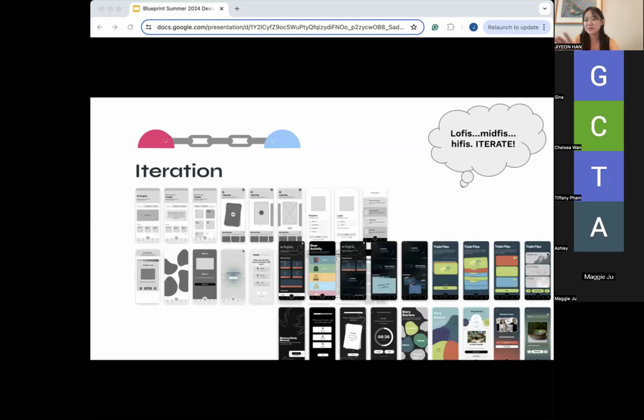And iteration. This is really important. There are many stages of lo-fis, mid-fis, and hi-fis. You just keep iterating until you get to the final product. Here you can see there are so many different wireframes, and none of these were actually part of our final product. So it's really important that you continue designing until you get to the point where you really like it and your users like it too.